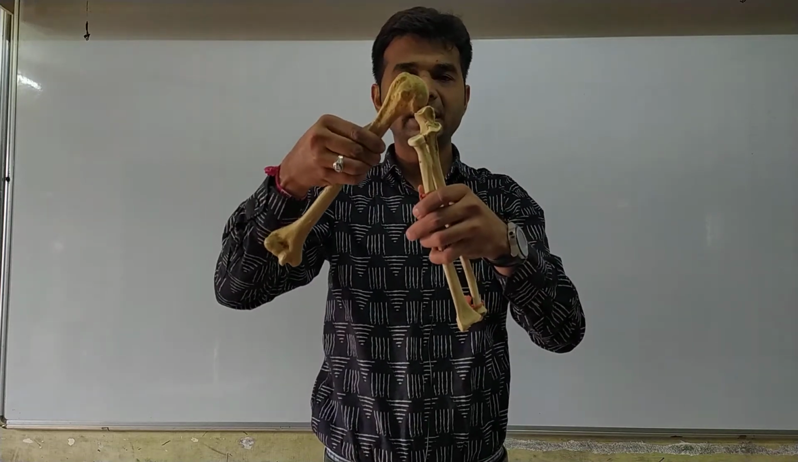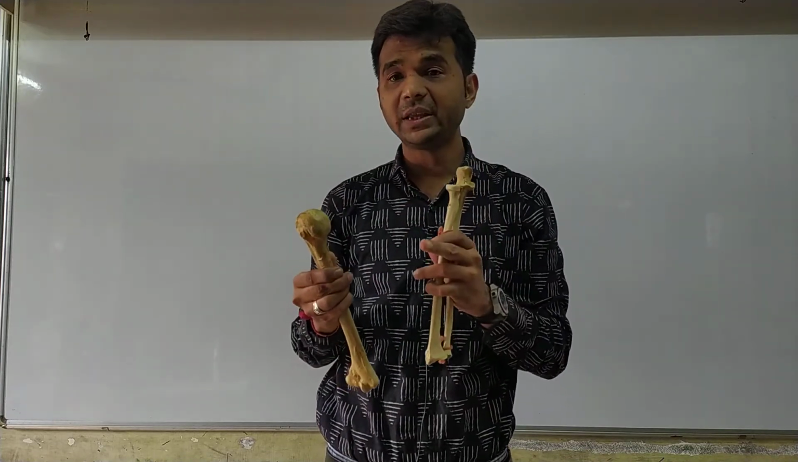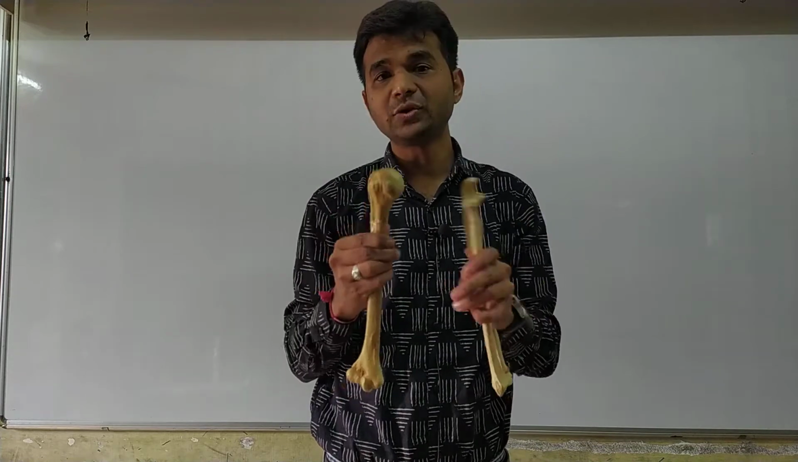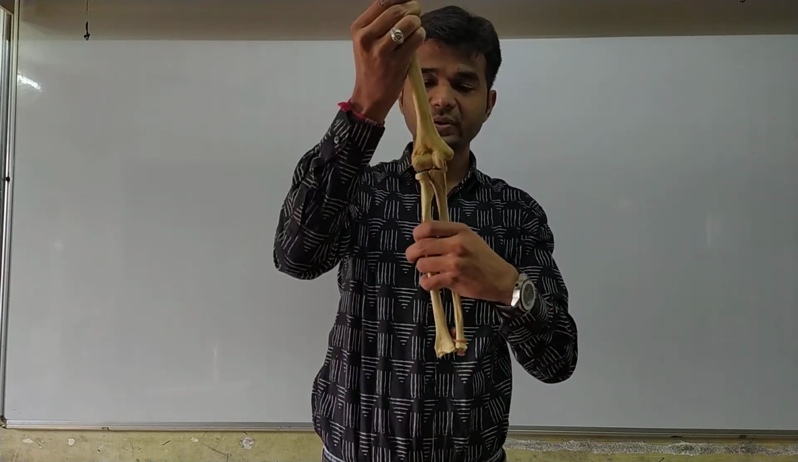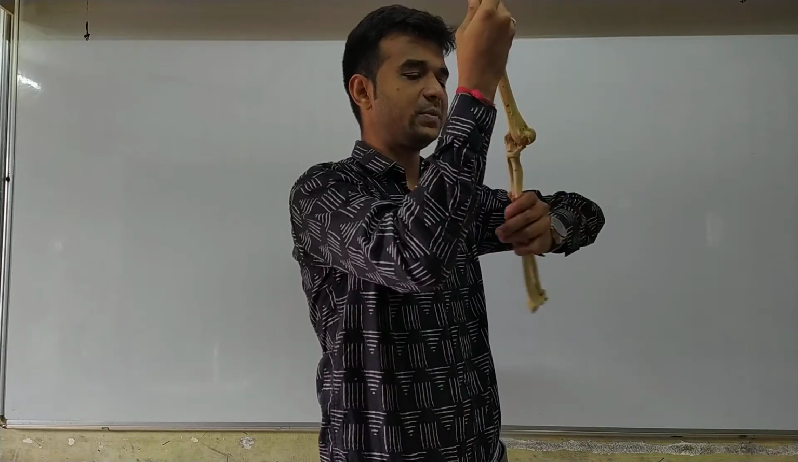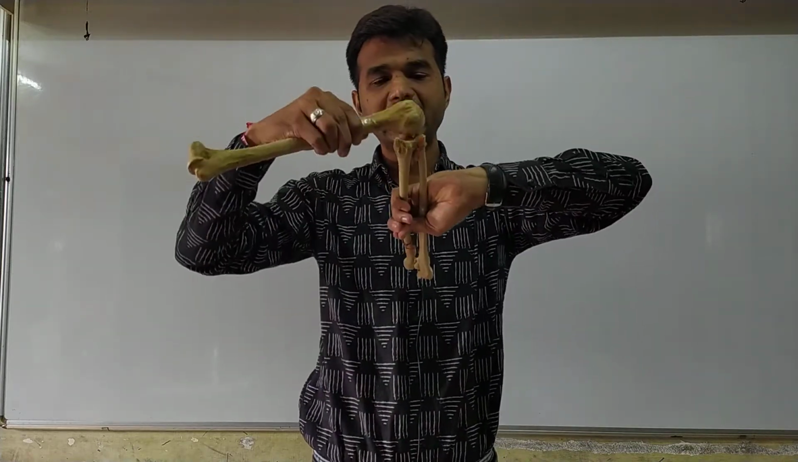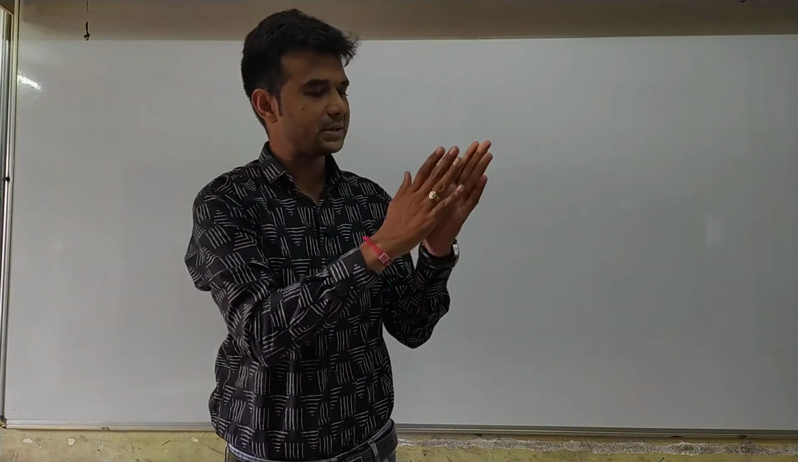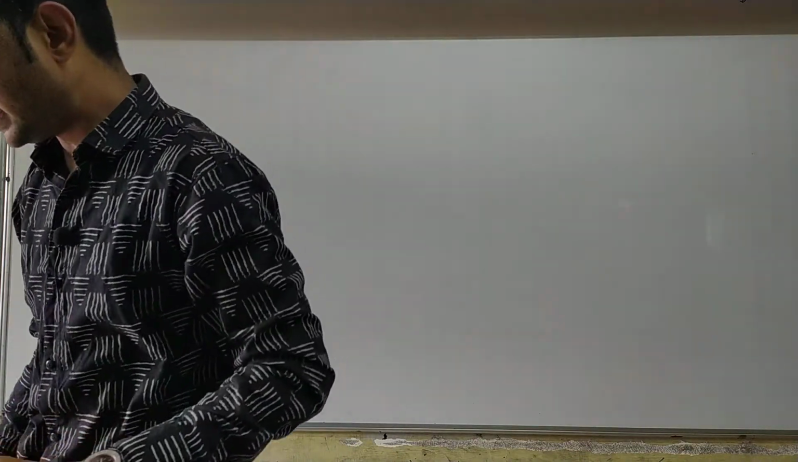So this ulna articulates with the humerus. Remember that in the elbow joint radius is not articulated. So here ulna articulates with the humerus and forms the elbow joint. At the end of the radius and ulna, carpal bones are there, then metacarpals and then phalanges.